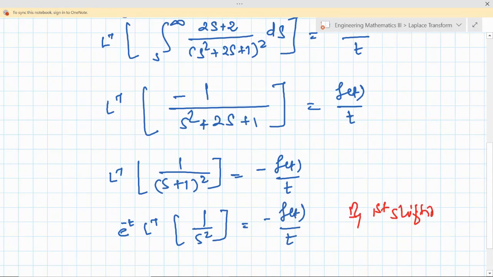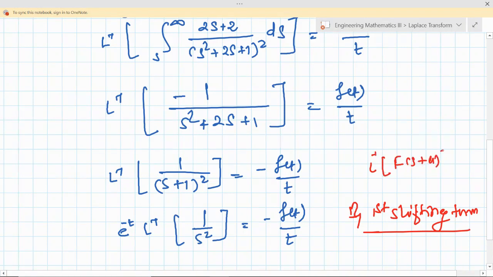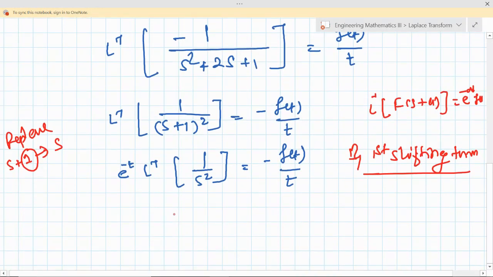What is the first shifting theorem? The inverse Laplace of f of s plus a is nothing but e raised to minus at into f of t, like this. So a is nothing but 1. We are replacing s plus 1 by s. Wherever s plus 1 is there, we replace it by s, and this a we shift into the power of e. That's it. And we know the inverse Laplace of 1 upon s square.